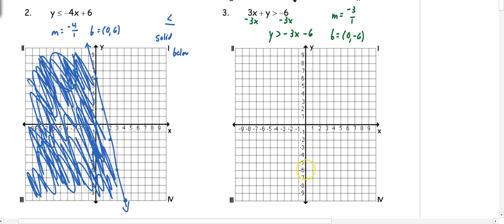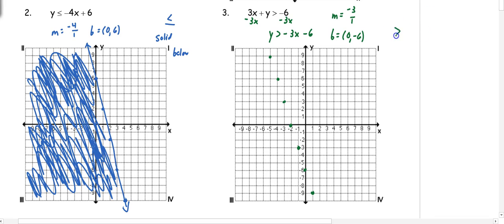So I'm going to go to -6 on the y-axis. I'm going to go down 3, right 1. Now, because I only have one dot, and I want to make sure this is an accurate line, I'm going to use my slope going the other direction so that I can have more points to help me make a better line. So instead, I'm going to go up 3, left 1, to make a nice long line.